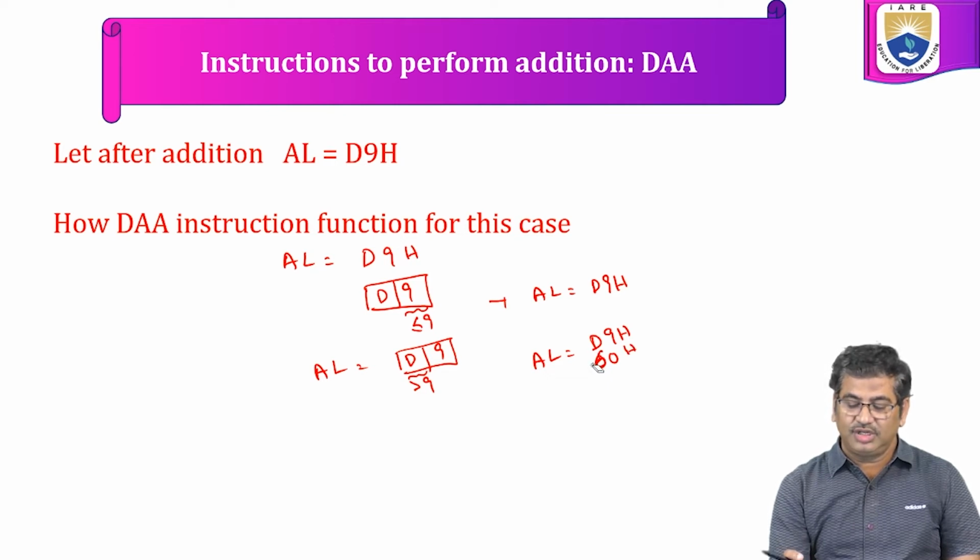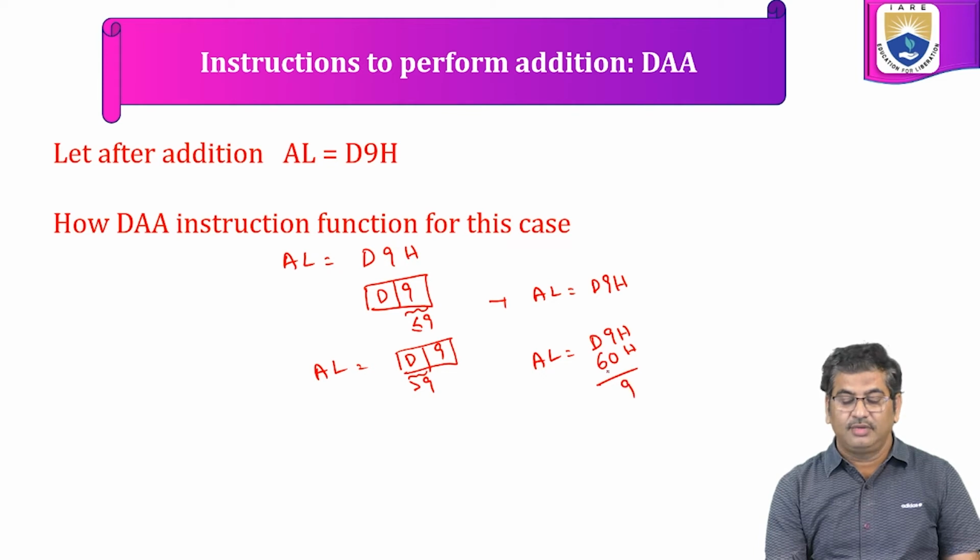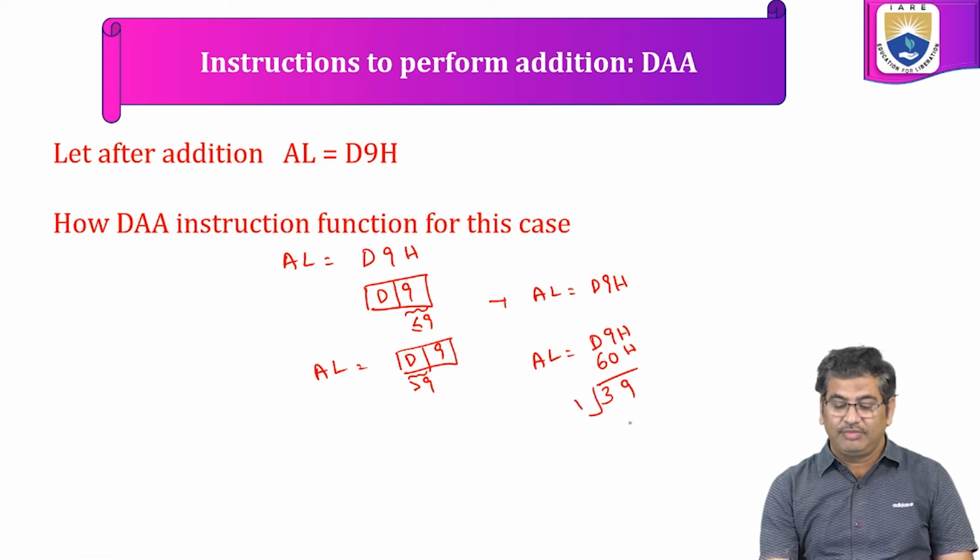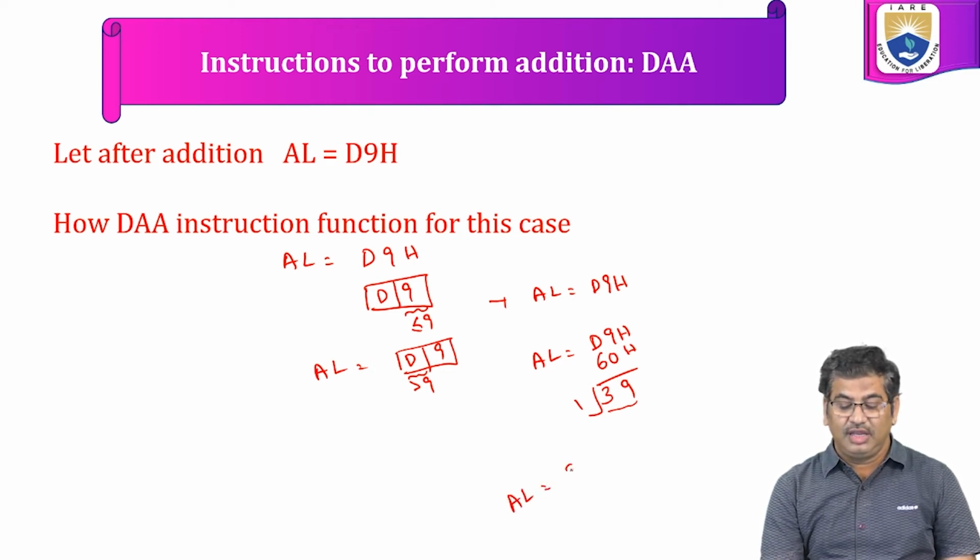We are going to add 60 to this. 9 plus 0 is 9. D plus 6 in the hexadecimal addition. Otherwise we can convert to decimal. First, D equivalent is 13. 13 decimal plus 6 decimal will give 19 decimal. 19 decimal in the hexadecimal is 13H. So 1 will be moved to the AH register, and 39 will be placed in the AL register. So after the DAA instruction, the AL register content is equivalent to 39H.